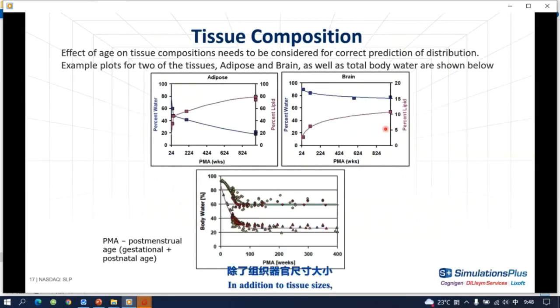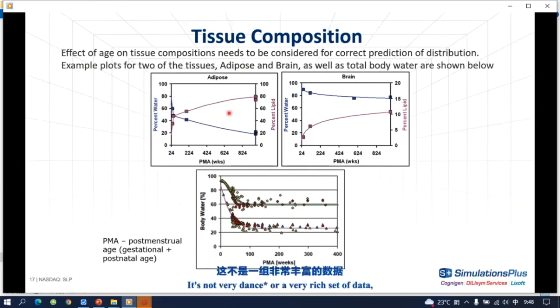In addition to tissue sizes, of course, we are concerned about changes in the tissue compositions. Depending on how much water, how much lipid, how much protein is in different tissues, that will influence the affinity of compounds of different properties to that tissue. Compounds that are more lipophilic will preferentially partition into the adipose tissue. Right? The compounds that are more hydrophilic would be going more into the tissues that are more water, less lipophilic. Right? So again, having the composition is also important for correctly predicting the tissue plasma partition coefficients.